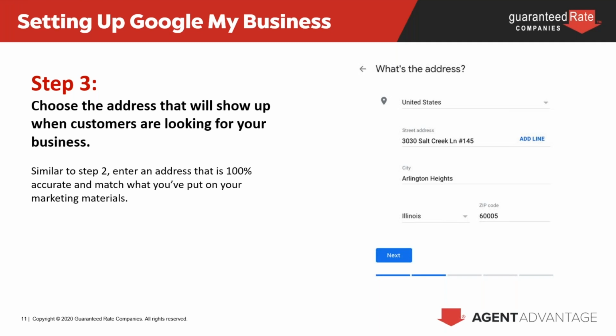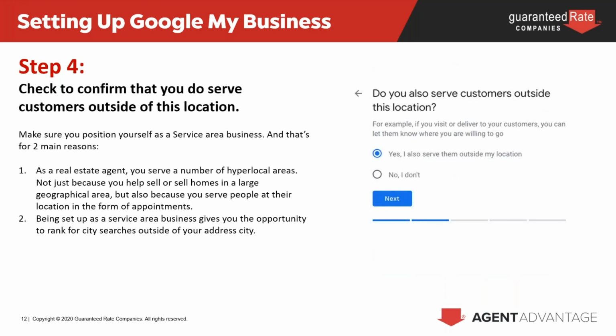However, when you use your home address, it does not need, and nor should it be, a public thing. So there is, in just another step or two, a way to make sure, as a matter of fact, it is step 4, make sure that you click the yes, I also serve them outside my location. So in other words, to make it very simple to understand, if you serve somebody outside of the location, you become a service area.